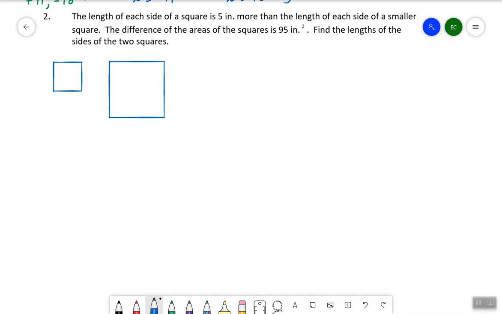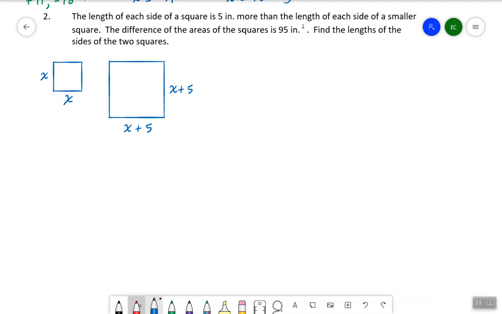And what do we know about the length of each side of the squares? Well, for the larger square, the length is 5 more than the length of the smaller square. So on the smaller square, we'll choose x. And it might be helpful to remind ourselves that all the sides of a square have the same length. So we could write x on the vertical side of the smaller square, and on the larger square we could write x plus 5. Okay, so we have a little picture to help us get started.